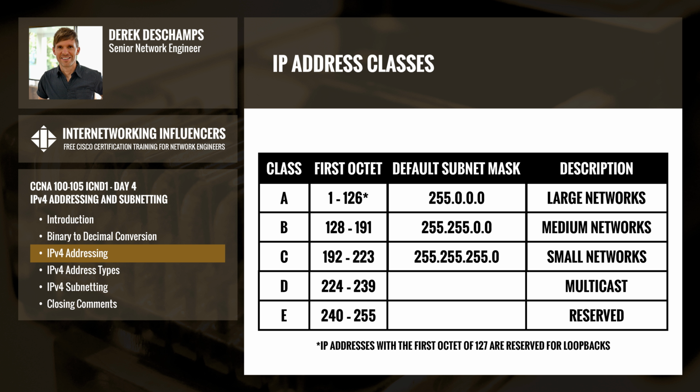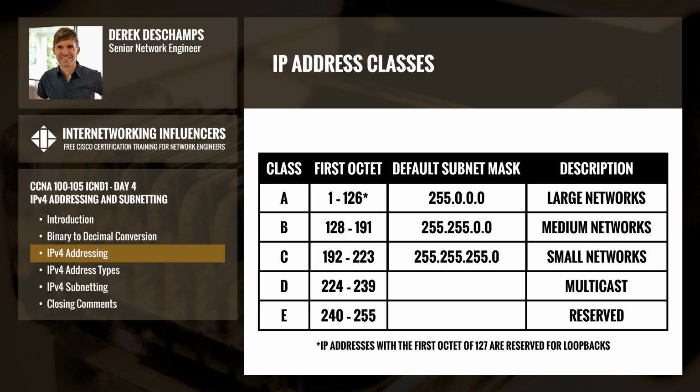The IPv4 address space is divided into 5 classes. You can identify the class of an IP address by looking at its first octet. A Class A IP address has a first octet of 1 to 126. A Class A IP address has a default subnet mask of 255.0.0.0 and is generally used for large networks.